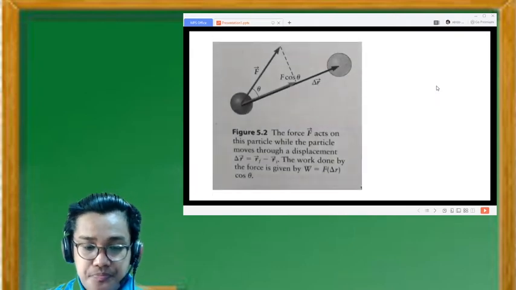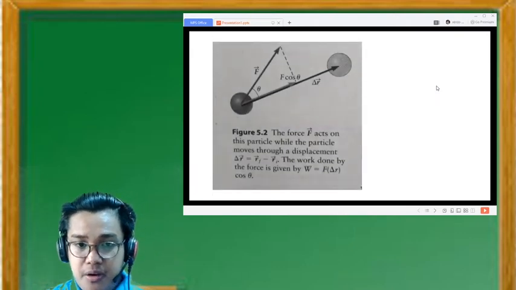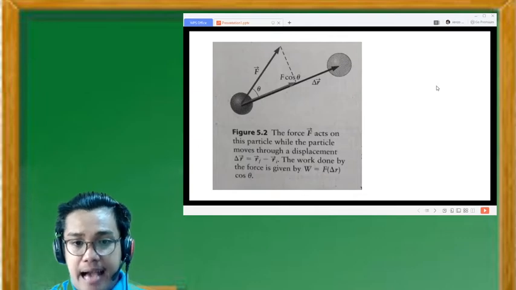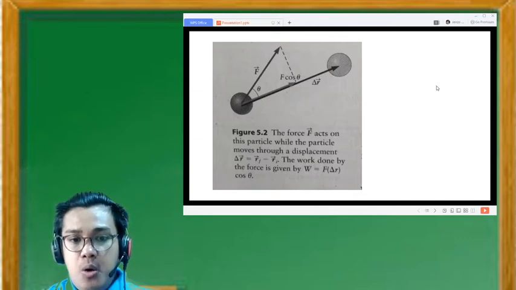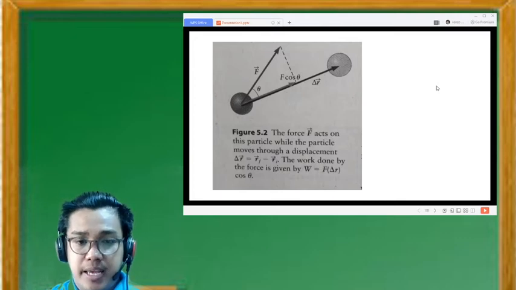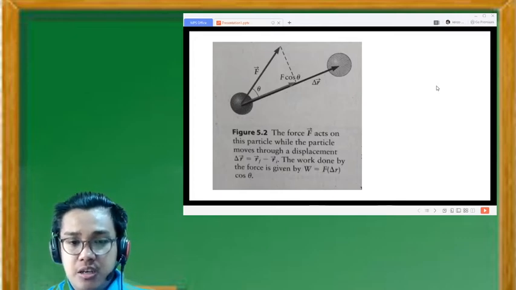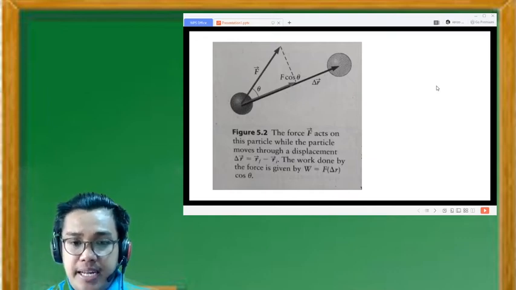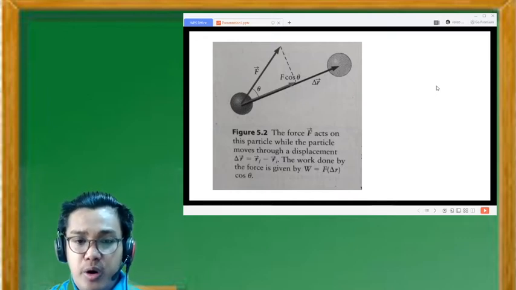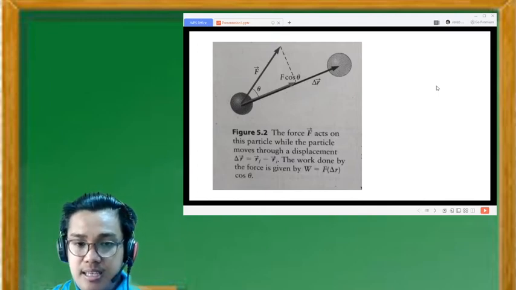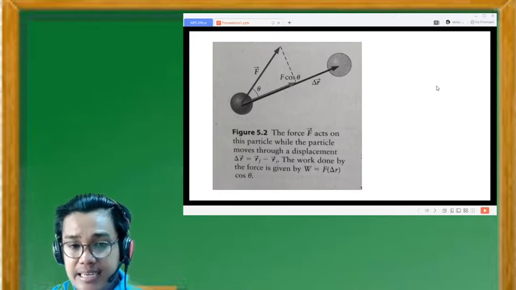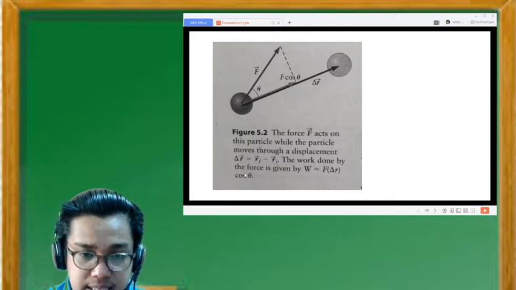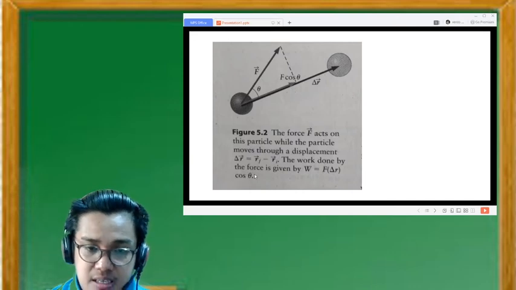this is our 5.2. So I can read figure 5.2, which shows a force acting on the particle while the particle moves through a displacement. The displacement is equal to the final position minus the initial position. The work done by the force is given by work equals force times displacement times cosine of the angle.